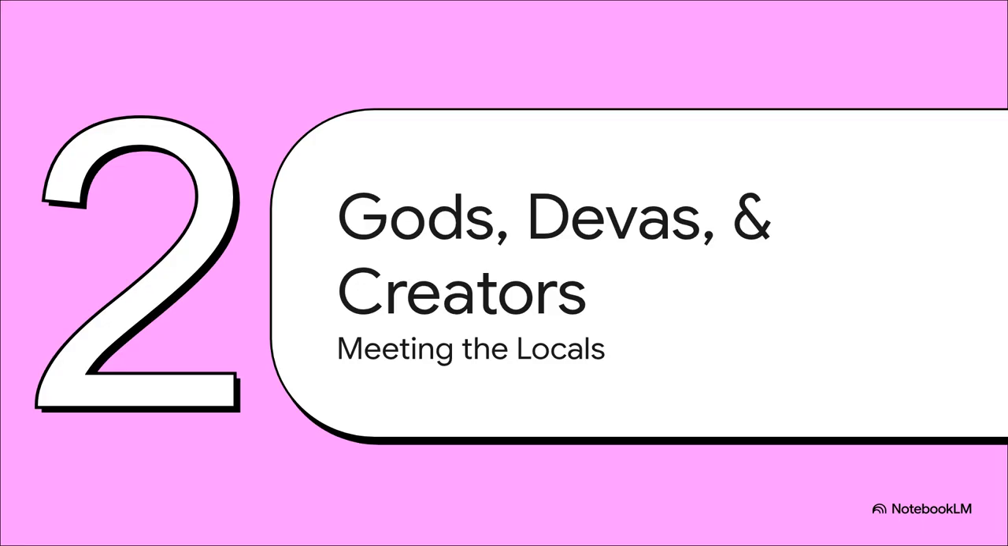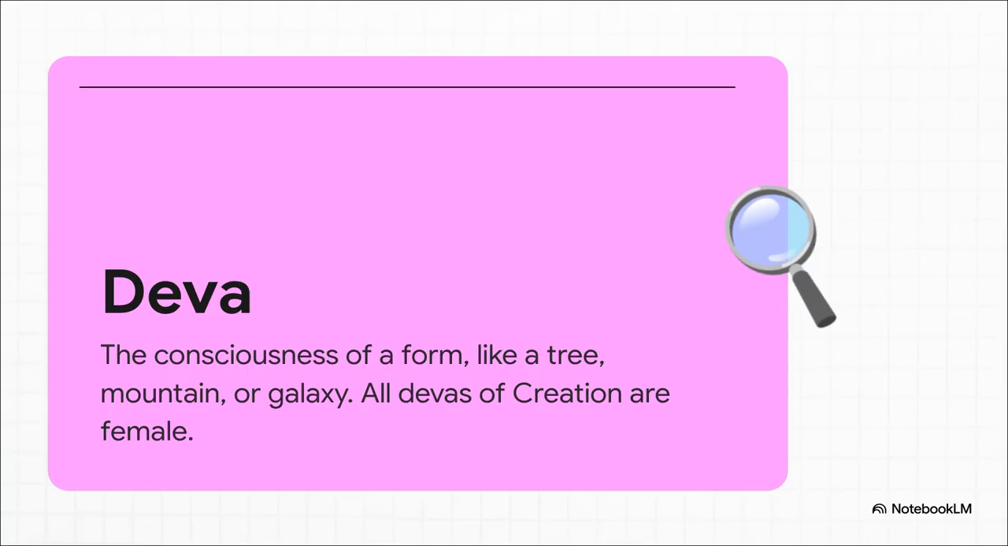Okay, so if everything is just vibrating consciousness, what about the beings that live here? Let's zoom in a little and meet a few of the locals, starting right here with the consciousness of our own universe. So Bentov brings in this concept of a deva. Basically, it's the consciousness of a form. Think about it. A single ant isn't exactly a genius, but the consciousness of the whole ant colony, its deva, is incredibly intelligent. Well, this applies to everything. A mountain has a deva, a river has a deva, and yep, a whole galaxy has one too.